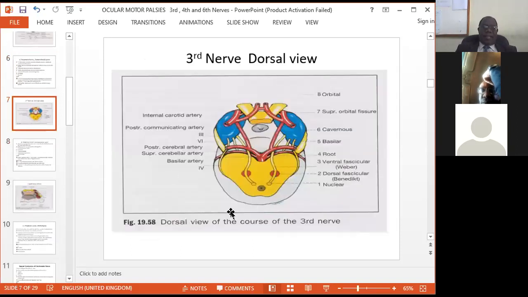This is another diagram of the same, except the picture is put upside up so that you can see this is the basal part of the brainstem. This is supposed to be on the upside, this is the back, this is the front part.